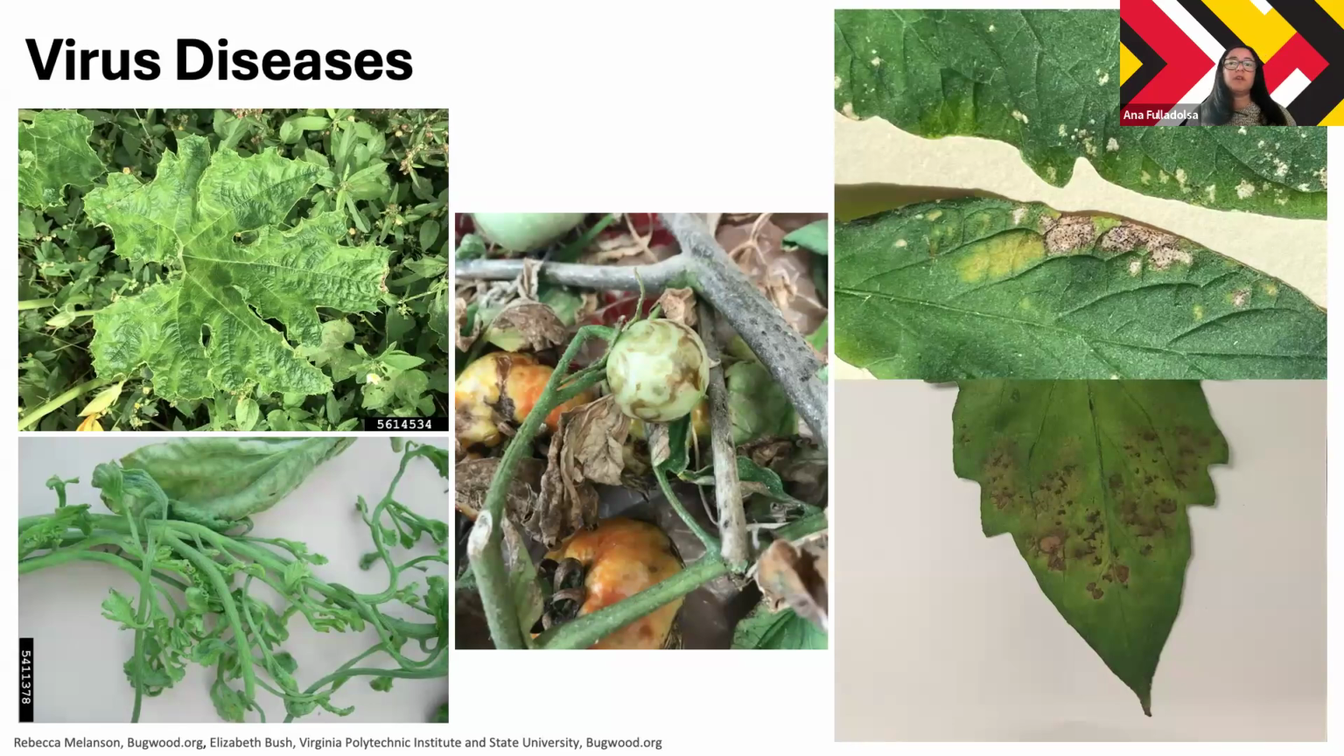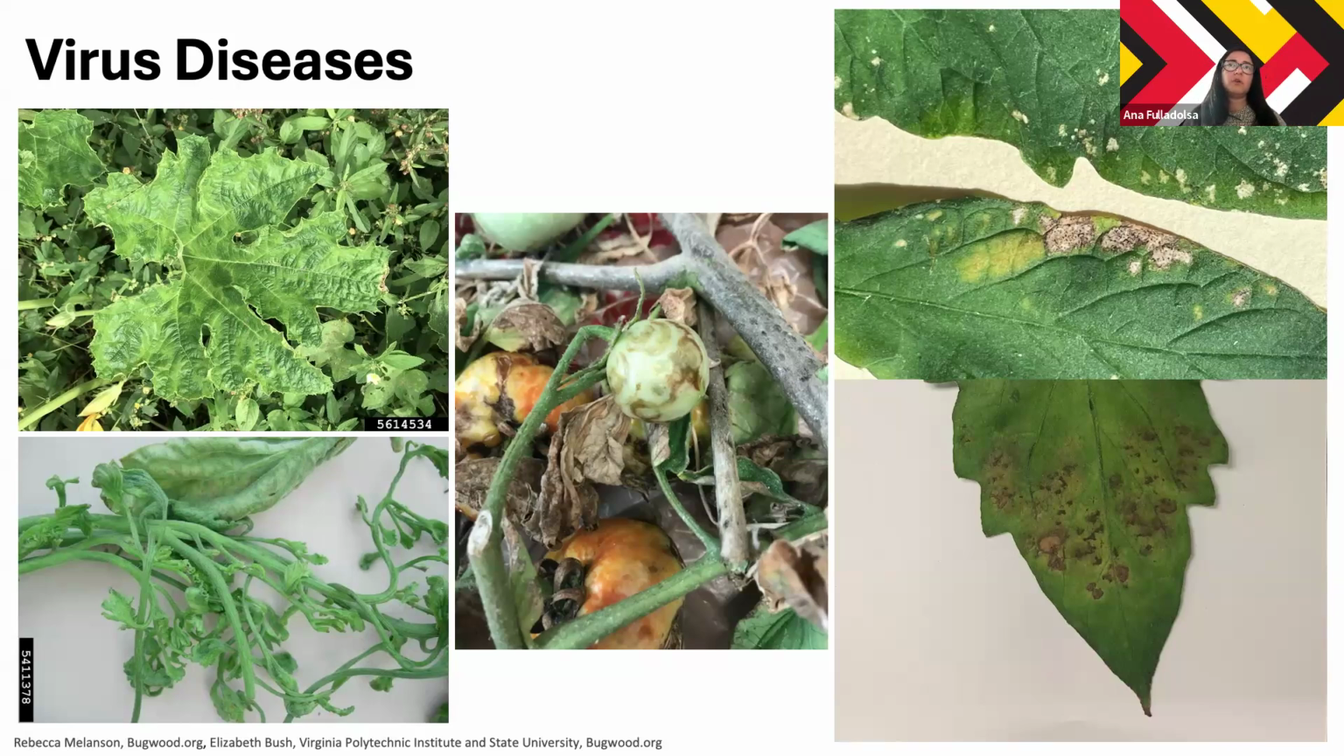So virus diseases are very common and they're mostly associated with insect vectors. And so you want to make sure that if you see any symptoms, and this could be necrotic spots on the leaves, it could be ring spots on fruit, it could be malformed plants, which can also be confused with herbicide damage, or mosaic and crinkling, then you want to look for a pest.